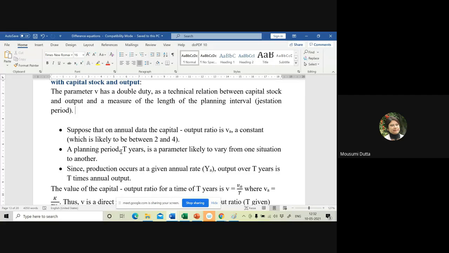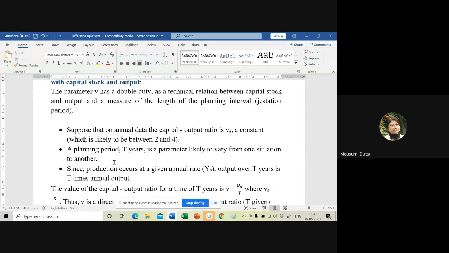A planning period, of capital T years, is a parameter likely to vary from one situation to another. Naturally, if it is metro rail, the horizon may be 20 years or 15 years, and if it is something else, like pumping stations, it may be 6 months. So different projects will have different planning periods. T will vary depending on the nature of the project.